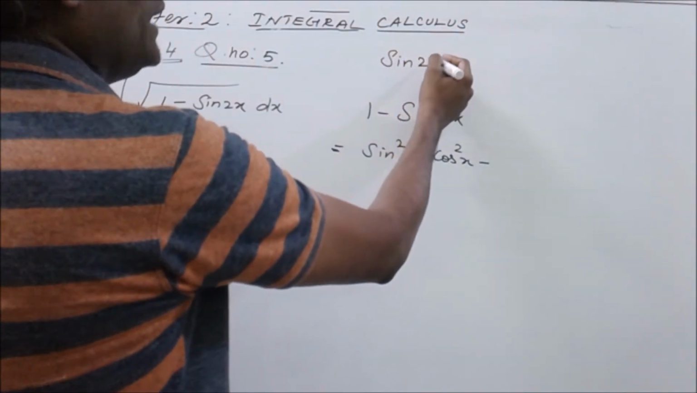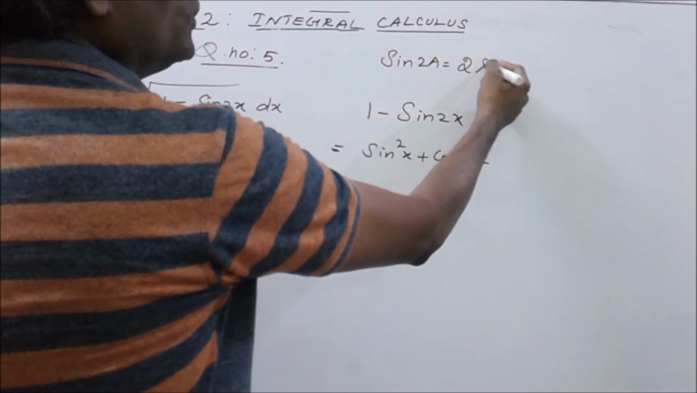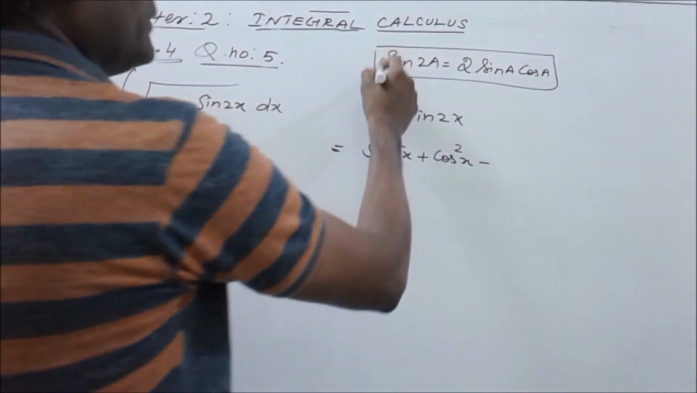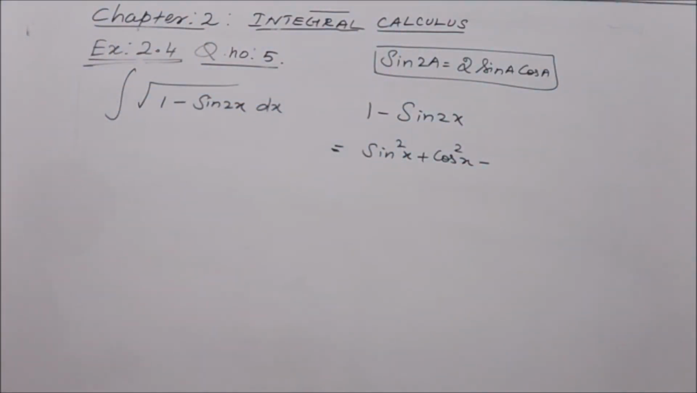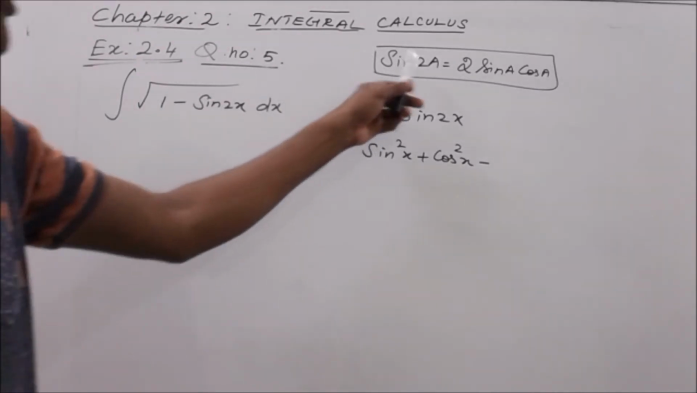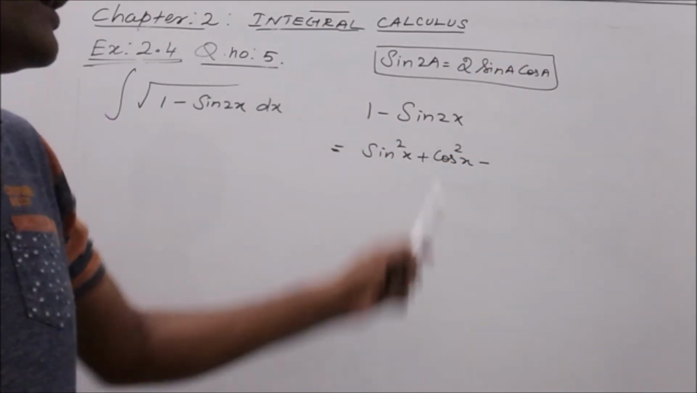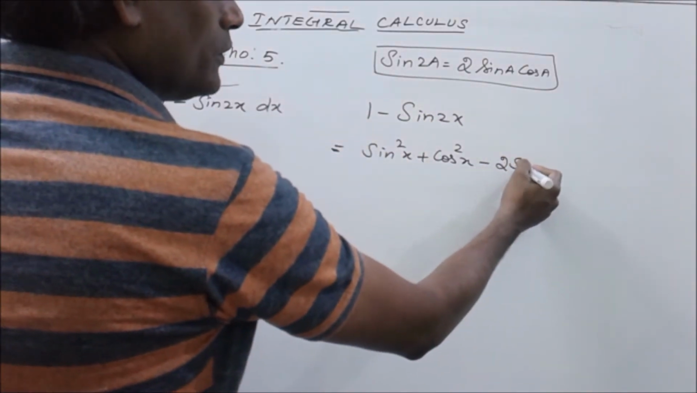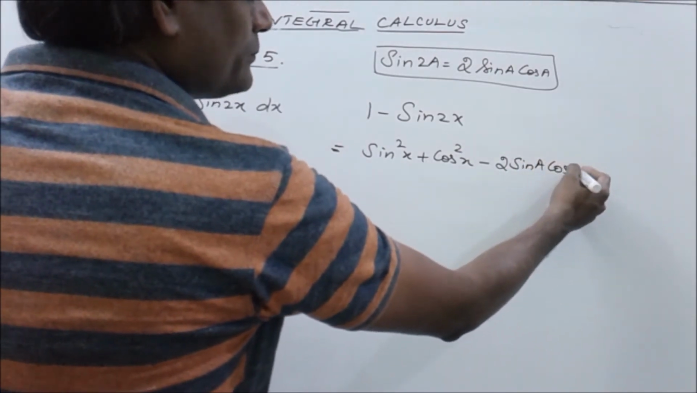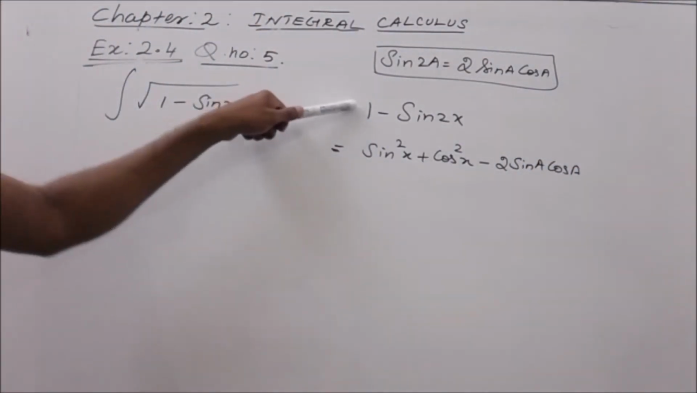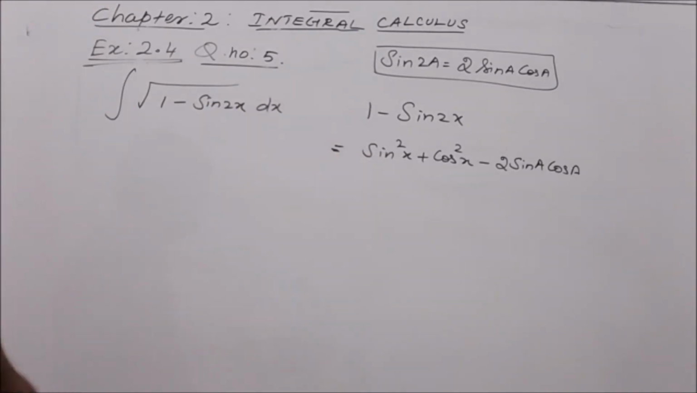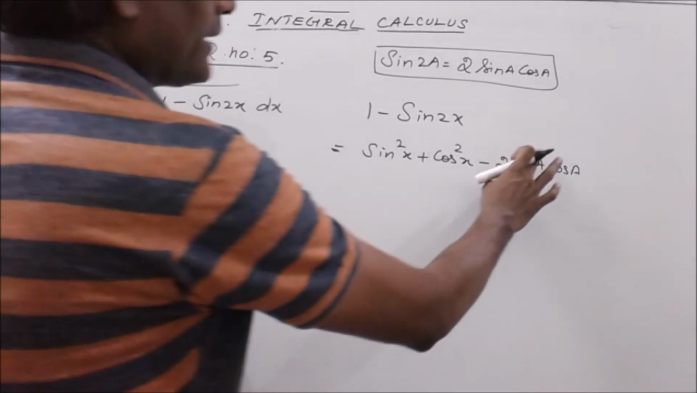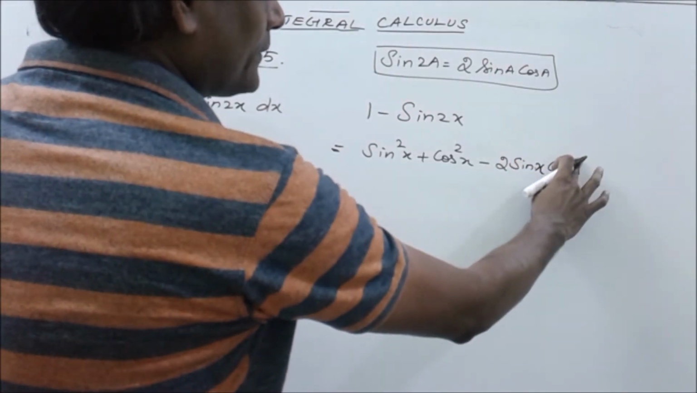What is the formula for sine 2a? In terms of sine and cos, sine 2a equal to 2 sine a cos a. Now replace sine 2x as 2 sine x cos x. So 1 is replaced by sine square x plus cos square x, and sine 2x is replaced by 2 sine x cos x.